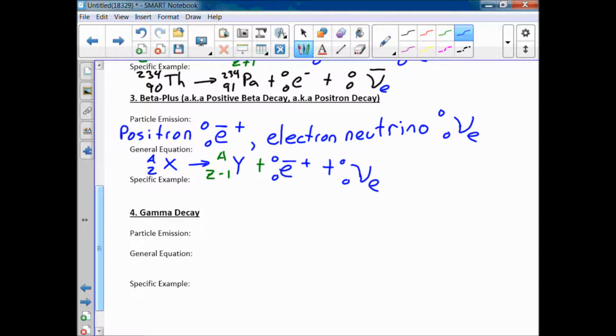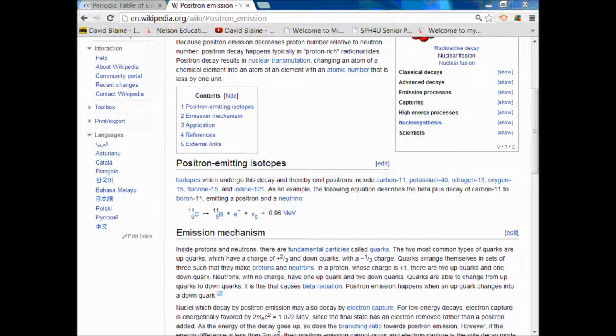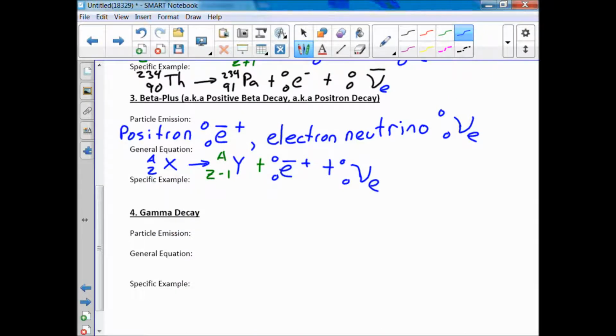Oh, I don't have an example of the positron decay. Let me look one up. Okay, so that was carbon-11, with atomic number 6. Carbon-11 decays into boron-11, with atomic number 5, plus our positron, the anti-electron, plus our electron neutrino.